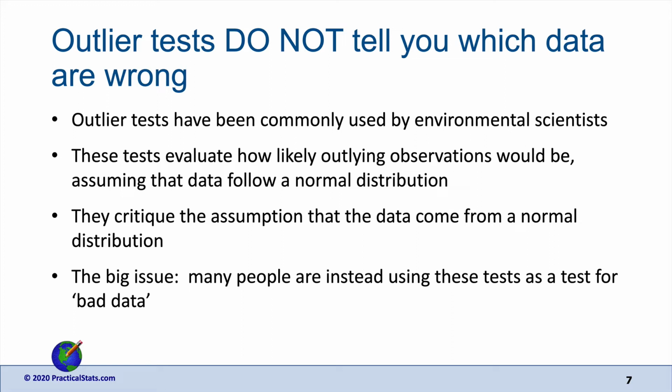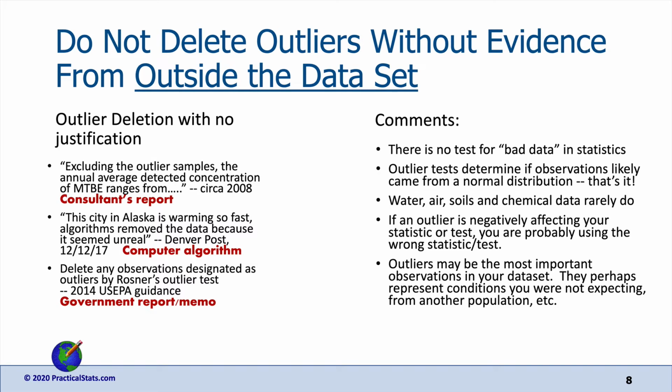And the big issue with outlier tests is that people often use these tests as a test for bad data. There is no statistical test for bad data. So there's a number of examples in the literature about people throwing away outliers.